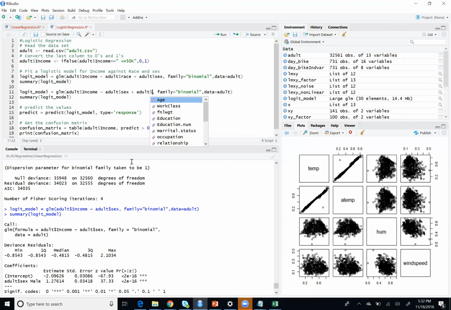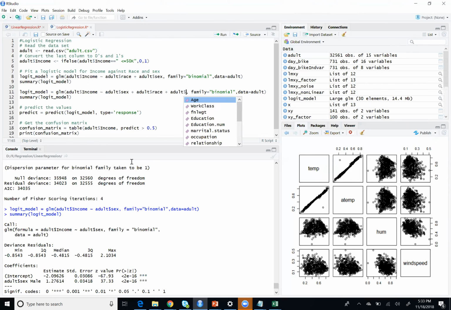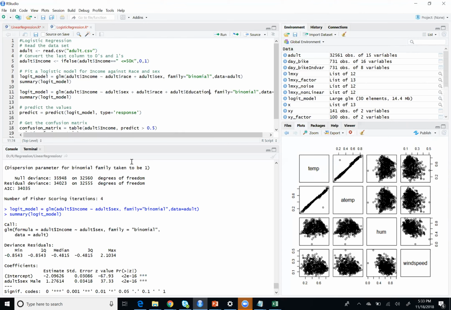So dollar is for column names. If you do the column names, it'll directly show you all the column names. So I'll use race, and now I'll use education. I'll see if there is any correlation between how much you earn and how well educated you are. Let me use education, and now let me run my model again to see.